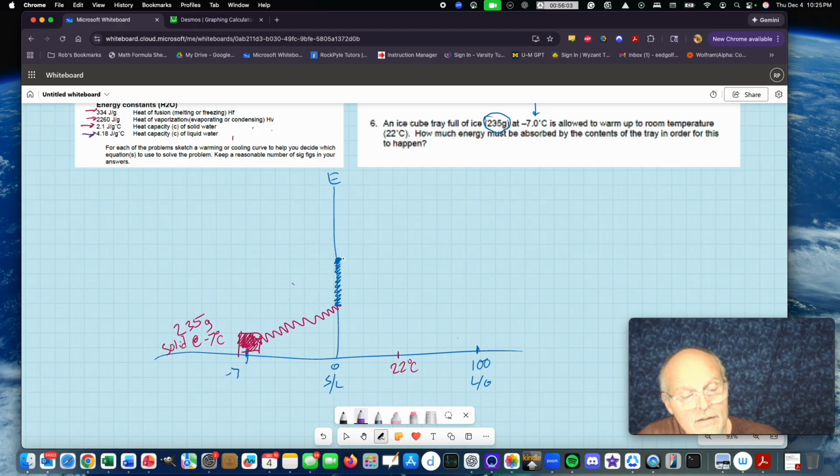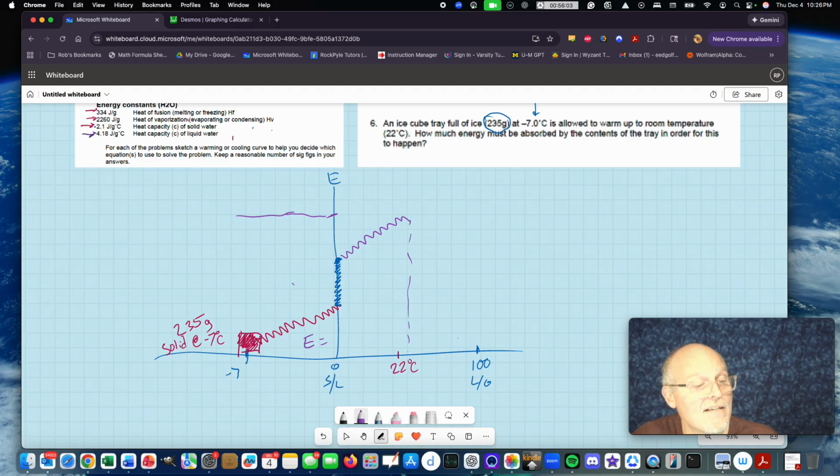And then I'm going to have warming of liquid to 22 degrees, which will be 3 chunks of energy culminating in the total amount of energy that I put into the system, or I allowed to be put into the system, to get it from where it is to where it ends up. We can attack each 3 separately. So first I'm going to be warming solid ice.